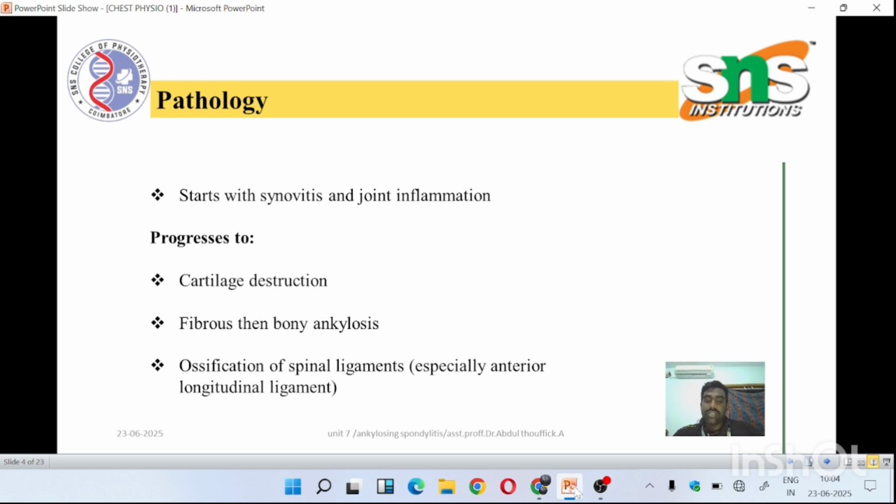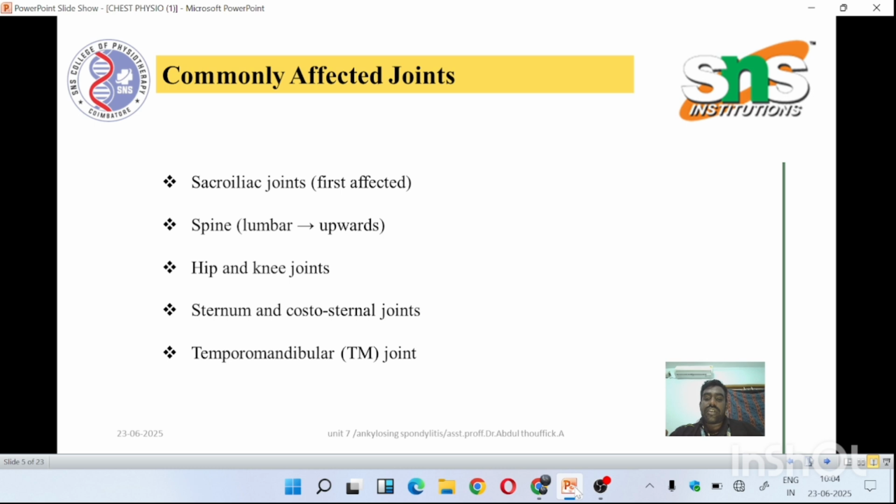Which joints are commonly affected? The first joints to be affected are the sacroiliac joints. The condition then progresses upwards through the spine. It may also affect the hip and knee joints, the costosternal junction, the sternum, and even the temporomandibular joint, which means the TM joint in the jaw.